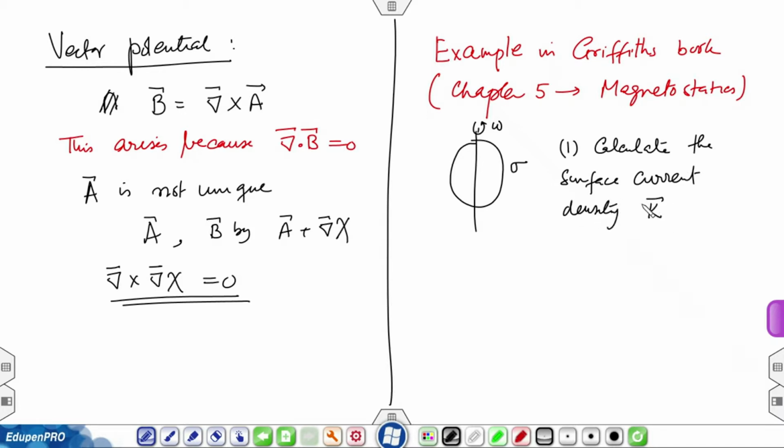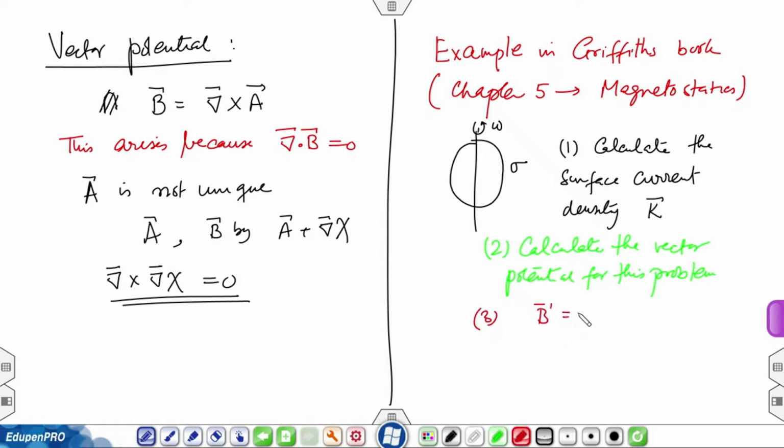And second, calculate the vector potential for this problem. And once you calculate the vector potential A, you can easily calculate B as its curl. So, what I would like you to do is read this example in chapter 5 of the book. I think it's example 11.